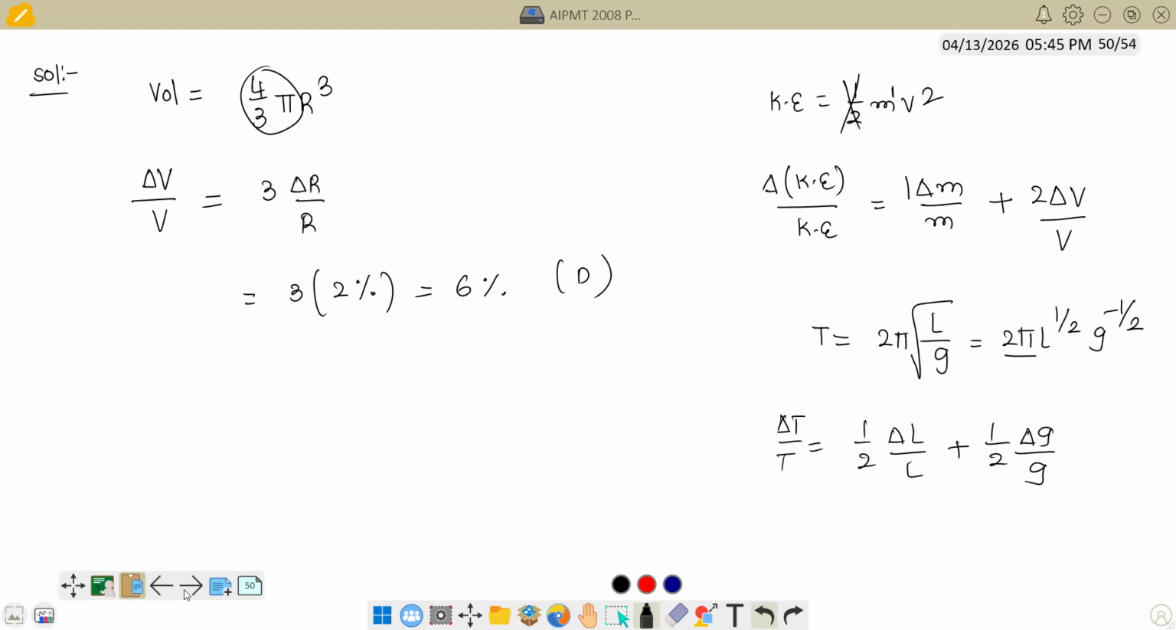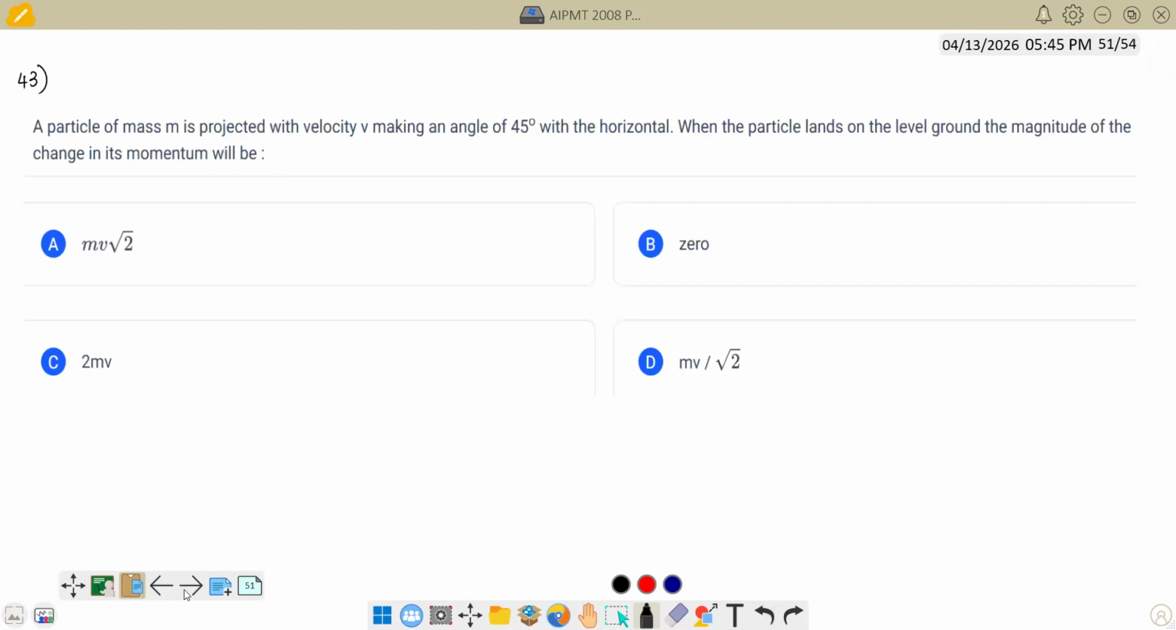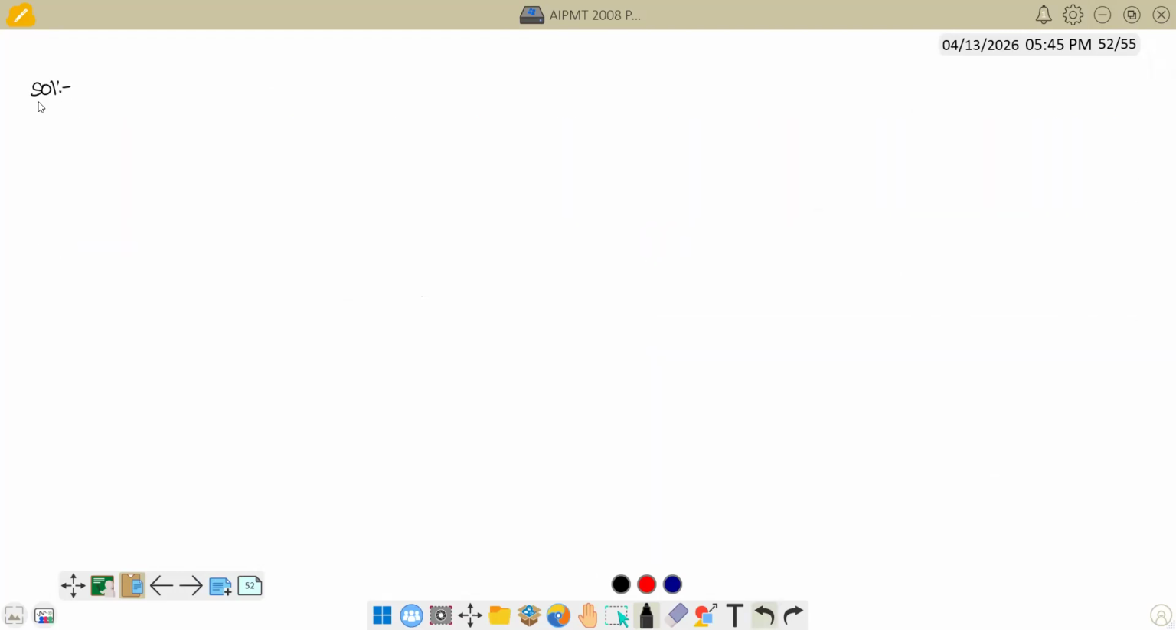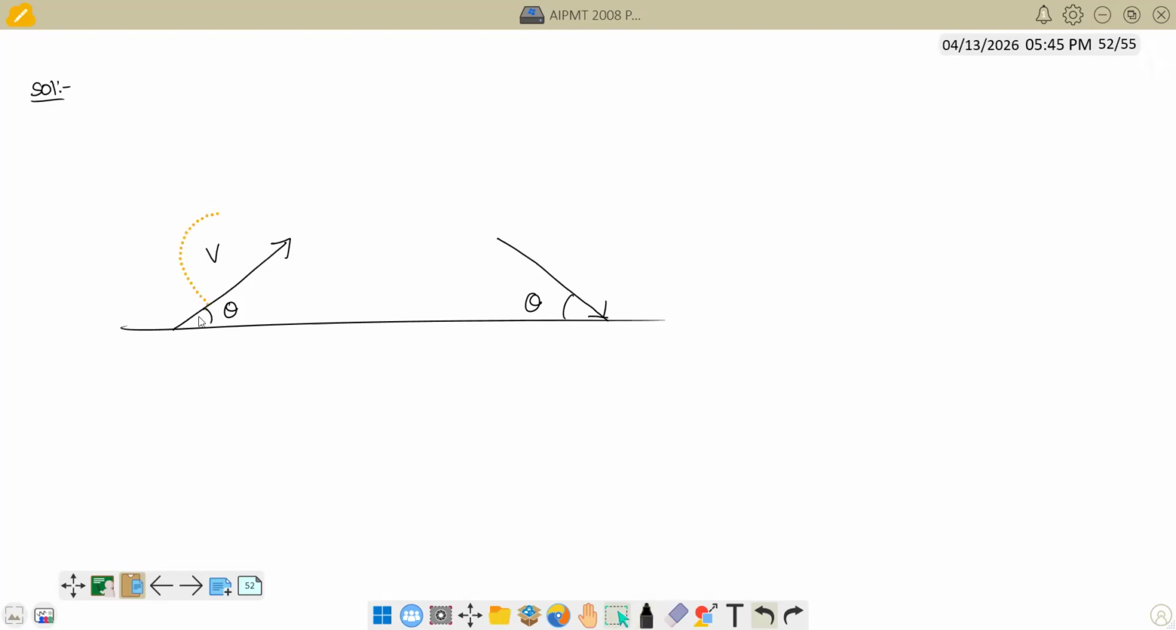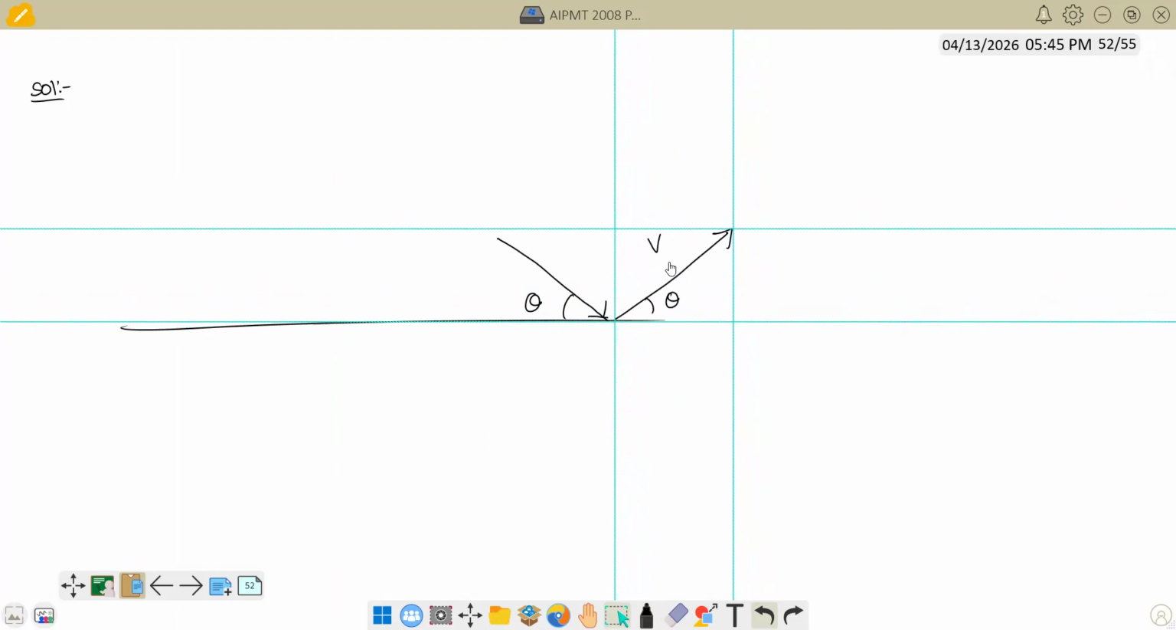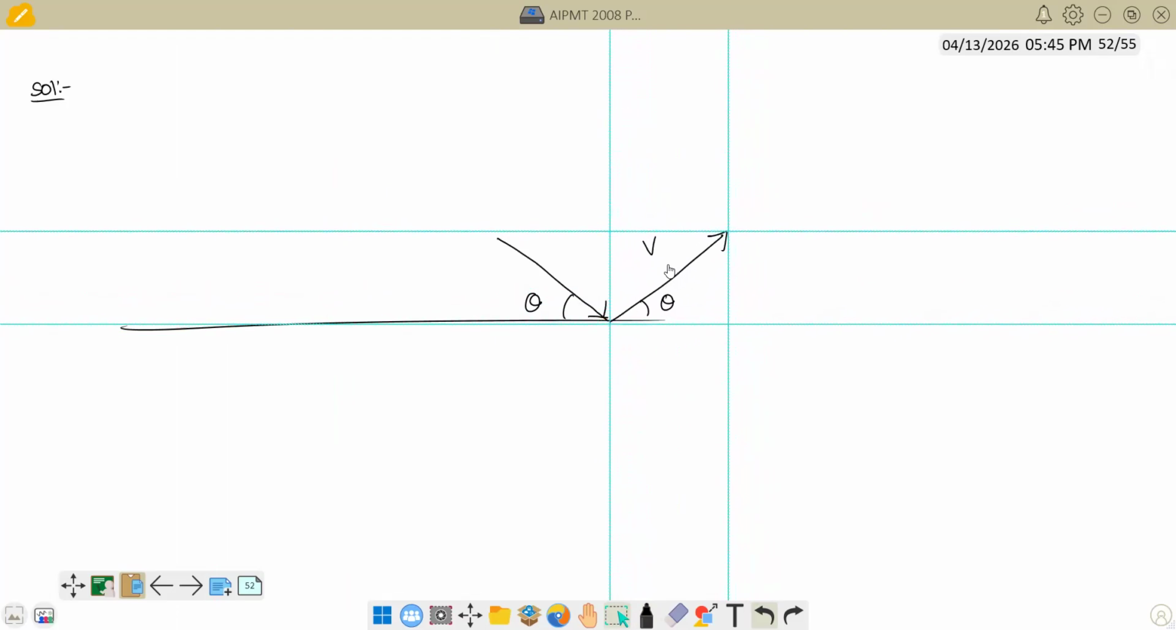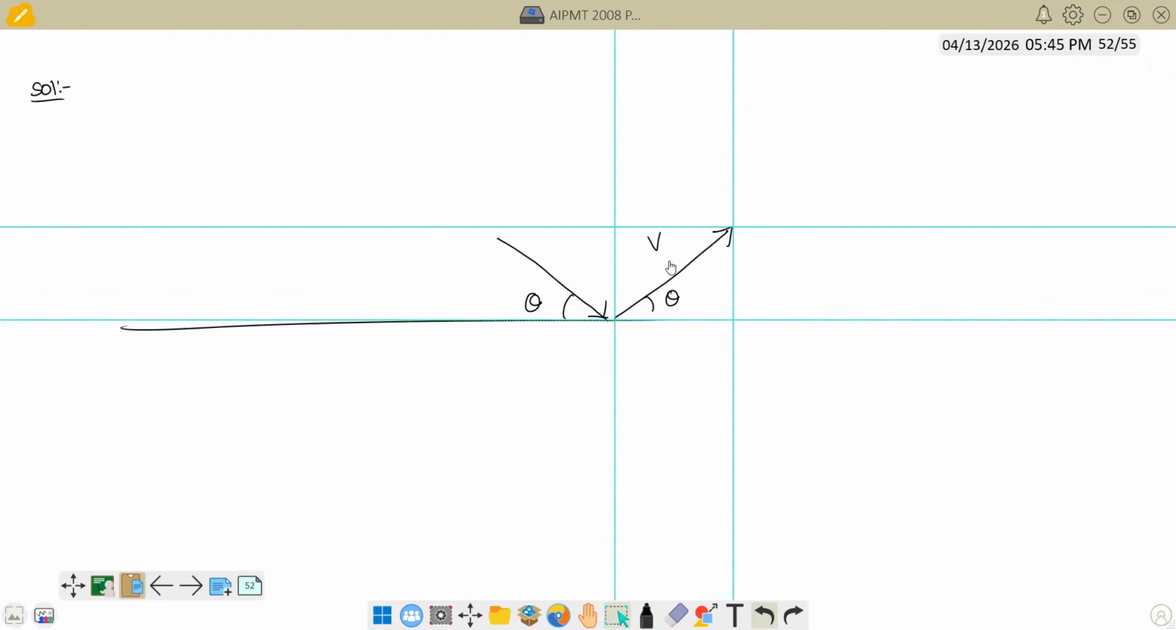We'll go for next one. A particle of mass m is projected with velocity v, making an angle 45 degree with the horizontal. When the particle lands on the level ground, the magnitude of the change in momentum would be? So we have a particle that you have projected with velocity v and at an angle theta. We know when it lands in projectile motion, it will hit with the same angle theta. If I take this entire thing and bring it here, isn't it similar to the ball hitting the wall model?